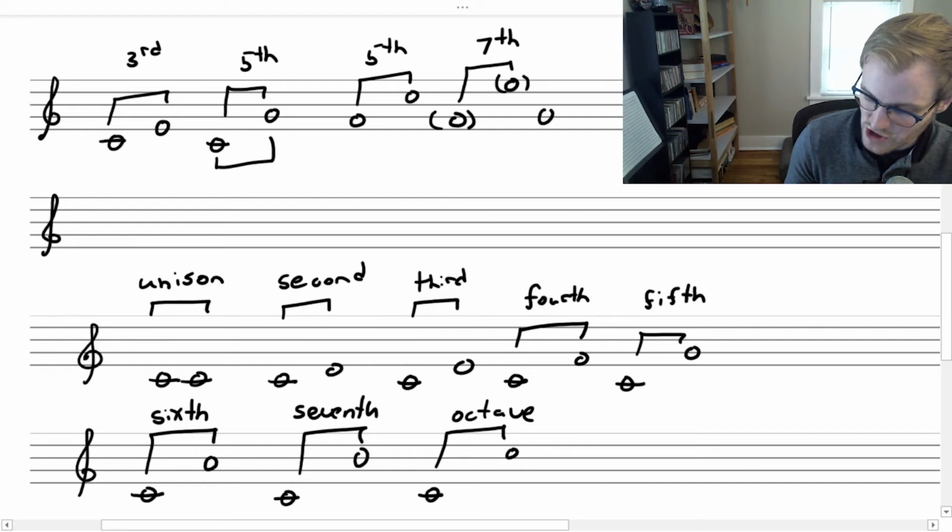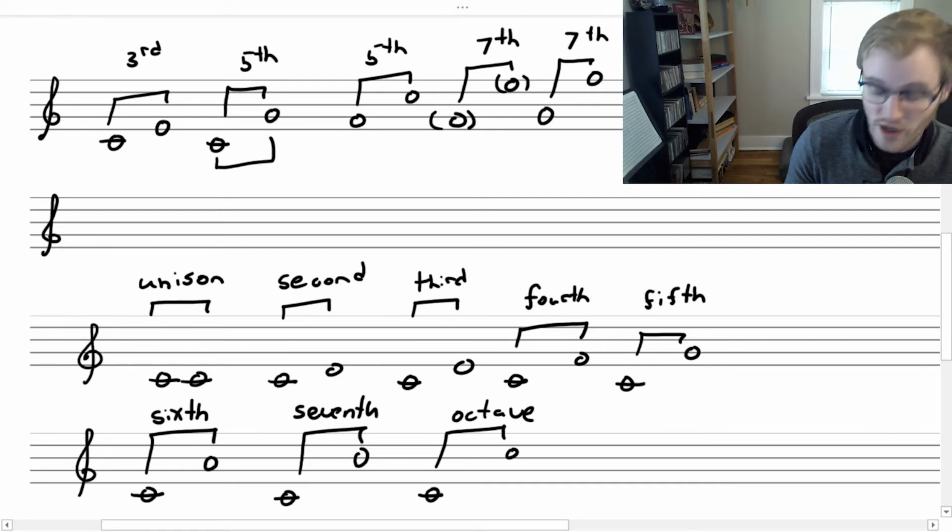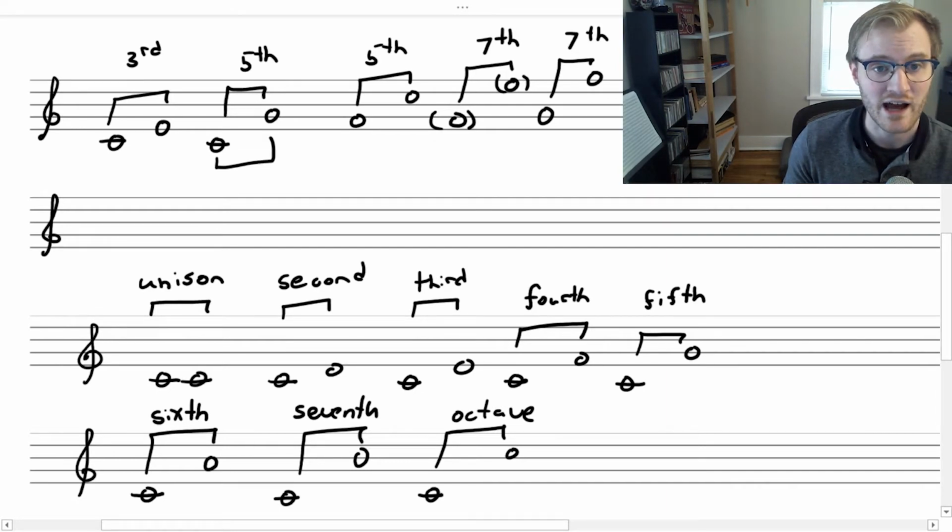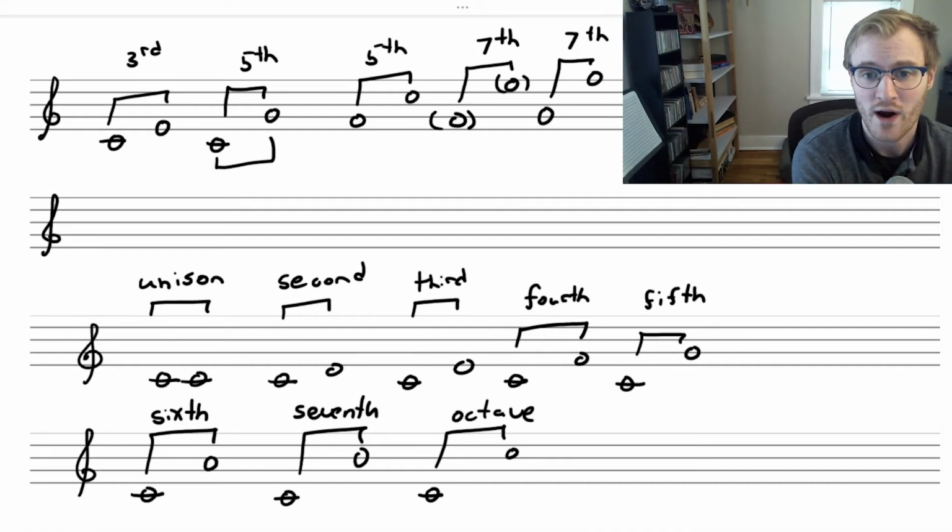Or we could go from G to F, both notes also on lines, and we get that seventh. So if you see any two notes and you are asked to identify the interval, this can be a great visual trick to look at first. Are both notes on a line or on a space? If so, it's an odd numbered interval. You're talking your third, your fifth, your seventh.